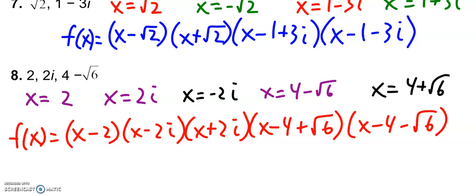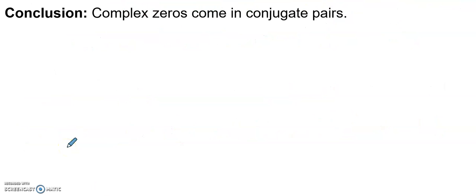Boom. All right, big takeaway. What is it? Complex zeros come in conjugate pairs. Nice work.